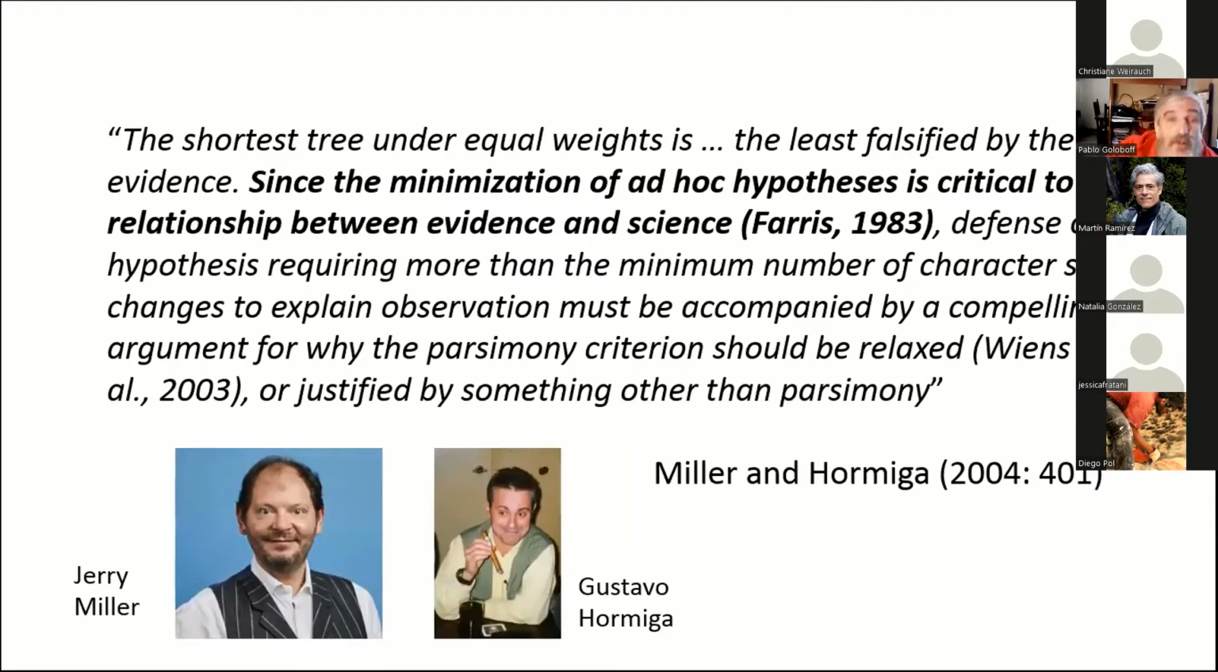Some people cited Kluge, and they continued citing Farris, like Miller and Ormiga, who said that since the minimization of ad hoc hypothesis is critical to the relationship between evidence and science, defense of a hypothesis requiring more than the minimum number of character state changes to explain observations must be accompanied by a compelling argument for why the parsimony criterion should be relaxed or justified by something other than parsimony.